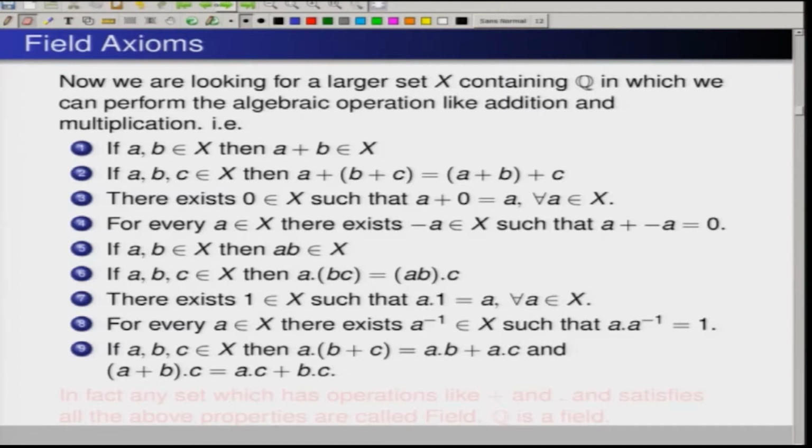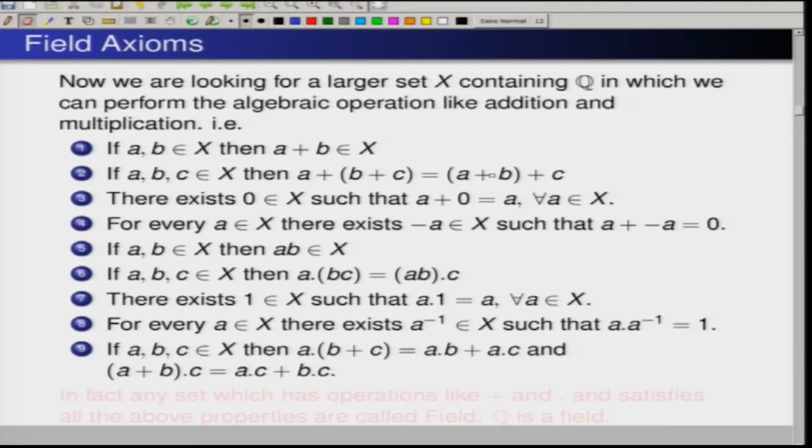Now, in a sense we agree that we are looking for a larger set which contains Q, and this larger set X, for our purpose, must be able to do addition, subtraction, multiplication and division. That means we would like to have a structure on this larger set X which contains the set of rationals Q. If a and b are taken from X, then a plus b will also be in X. And if a, b, c are in X, then whether I add a plus b plus c by adding b and c first and then a, this will be the same as adding a plus b and then c. So, the order of addition is redundant.